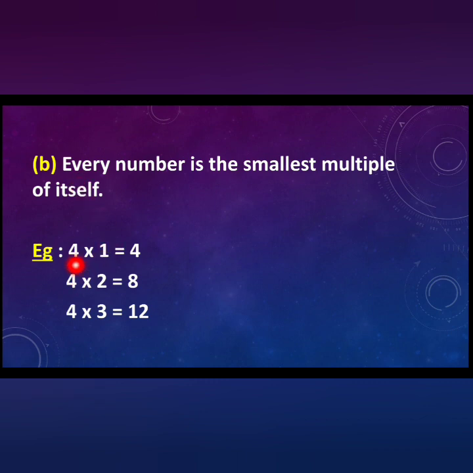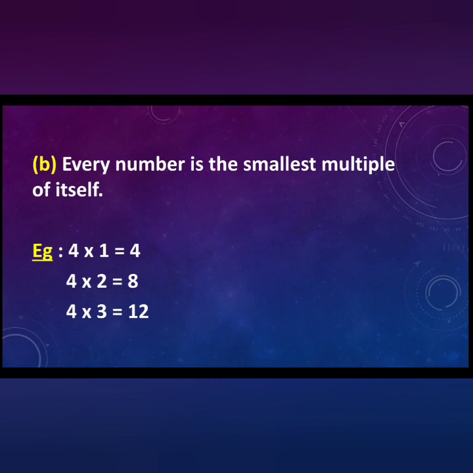Suppose let us consider the multiples of 4. 4 ones are 4, 4 twos are 8, 4 threes are 12, 4 fours are 16. Like that we will get the numbers, right? Now see, the numbers which we get on the right hand side of the equal sign, they are called what? Multiples. Now see, which one is the smallest multiple here of 4? It is 4, right? So what we can conclude, that the smallest multiple of any number is the number itself, right? So you have understood?